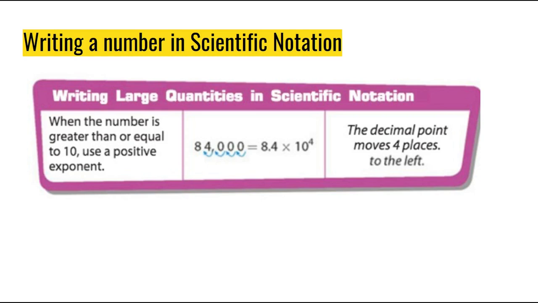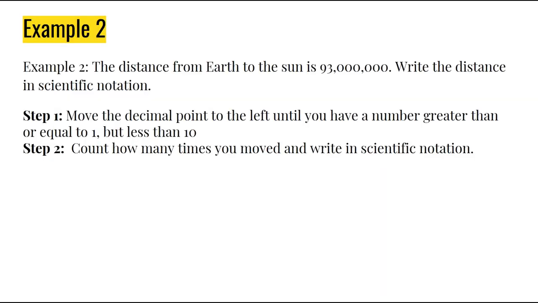So in this case, we have 84,000. They moved it 1, 2, 3, 4 places to make it 8.4 because 8.4 is greater than or equal to 1, but less than 10. Okay. And since they moved it 4 places, it's times 10 to the 4th. It's really not that complicated. So let's take a look at an example.